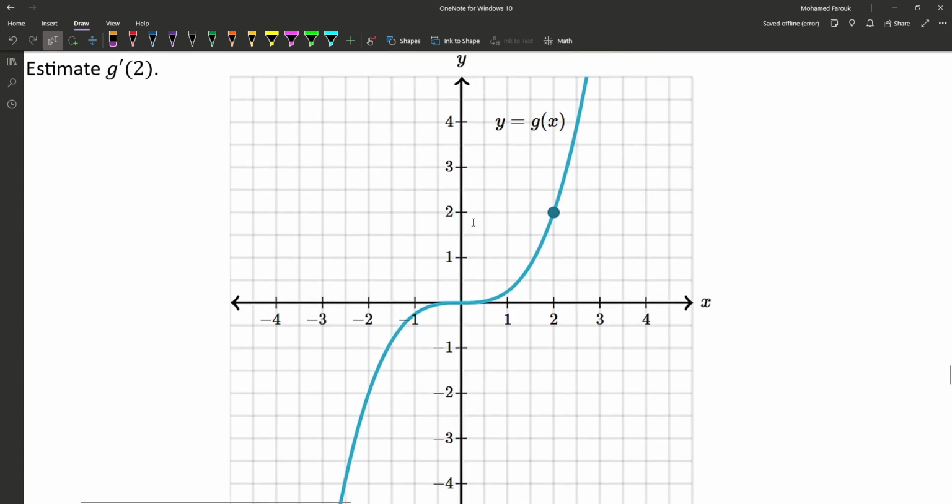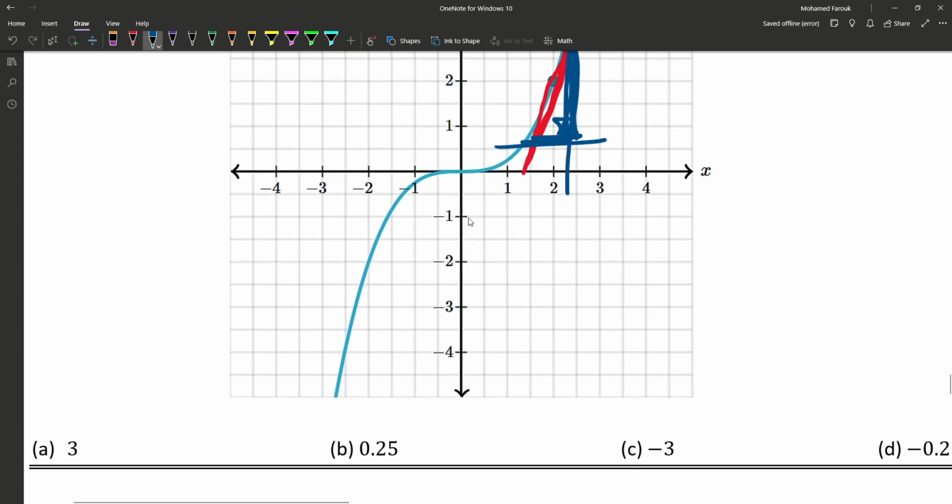The same, we need the derivative at g dash of 2. We will do it like this. Draw a tangent and get the derivative of this tangent. It's obvious it will be a positive number, and also it's obvious the y part will be bigger than the x part. So it will be a positive whole number. Let's search for a positive whole number, it will be 3.